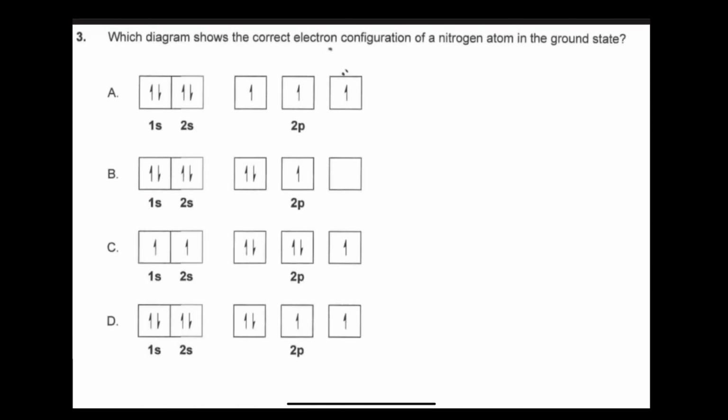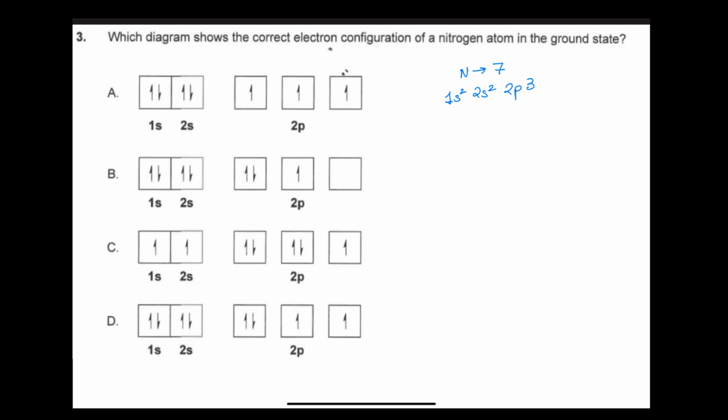And question 3. Which diagram shows the correct electronic configuration of nitrogen? Nitrogen has a total of 7 electrons, right? The electronic configuration is 1s2, 2s2, 2p3.